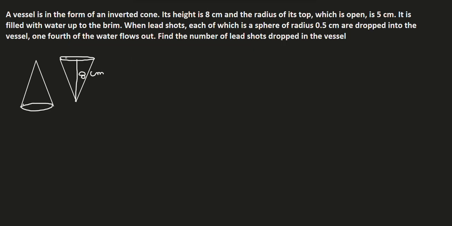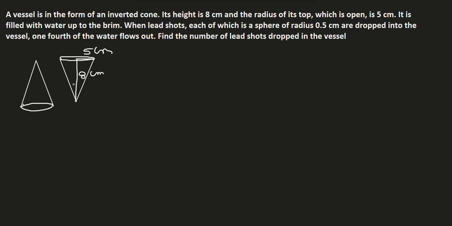Radius of its top, this is the top. Its height is 8 centimeters and the radius of its top, which is open, is 5 centimeters. This is 5 centimeters. This is open. It is filled with water up to the brim. This is called the brim. Up to the brim there is water.